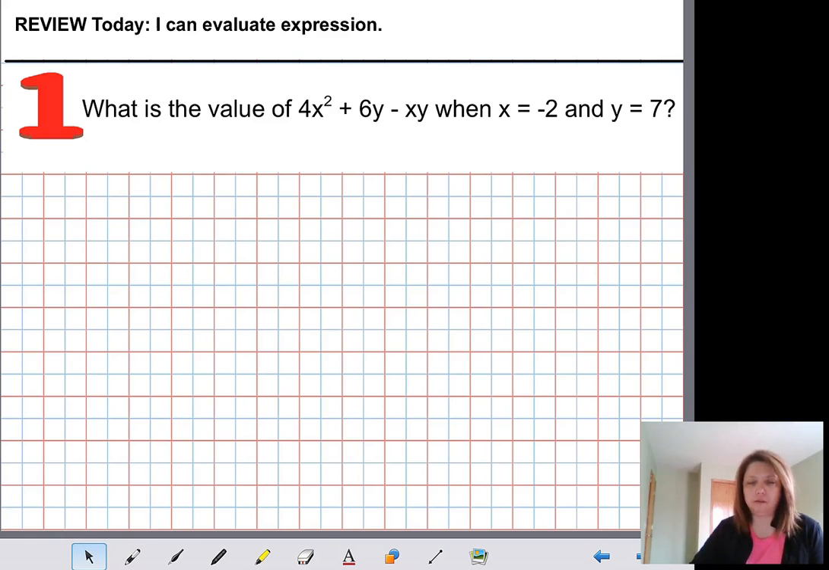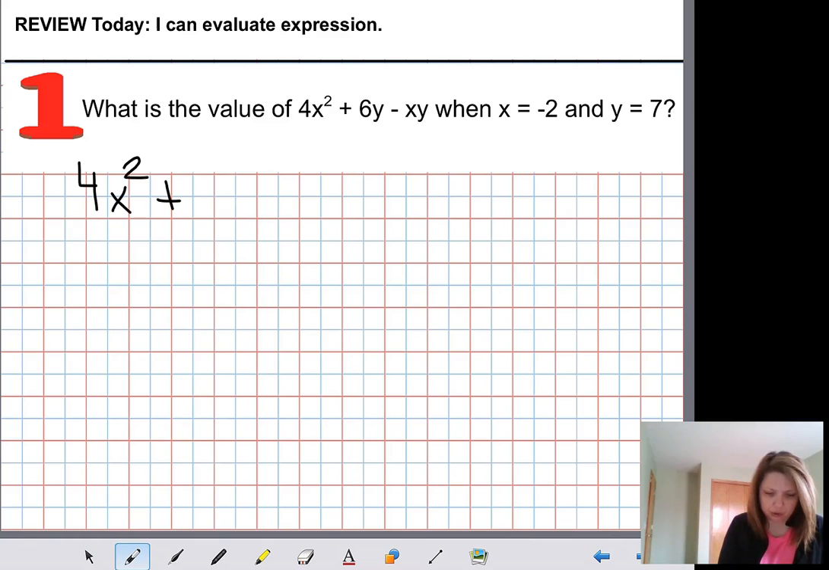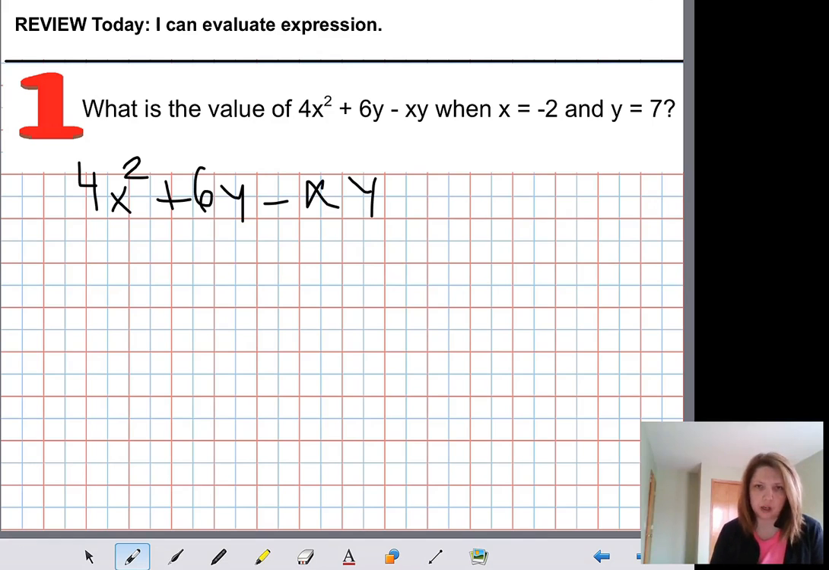What is the value of 4x squared plus 6y minus xy when x is equal to -2 and y is equal to 7? Alright, well, I'm going to go ahead and write this down. So I'm going to put 4x squared plus 6y minus xy. Alright, so now we know x is -2 and y is 7. So I'm going to go ahead and substitute the values of x and y into this expression.